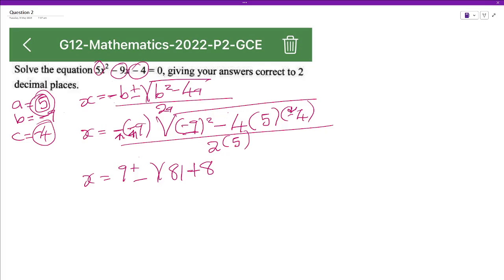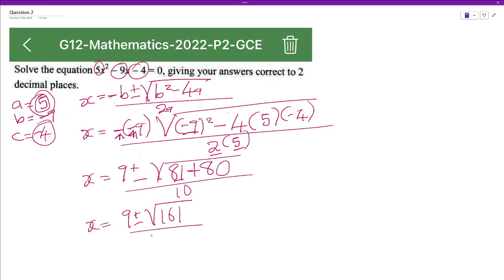Okay, and then we can now say everything over 10. Okay, 2 times 5 gives us a 10. So x will be equal to, so that's 80 I found on my calculator. I didn't erase it, so all I have to do now is say plus 81. Okay, so I'll simply say plus 81. That gives me 161. Okay, so I'll say 9 plus or minus the square root of 161, and then everything over 10. At this point, you know the drill.